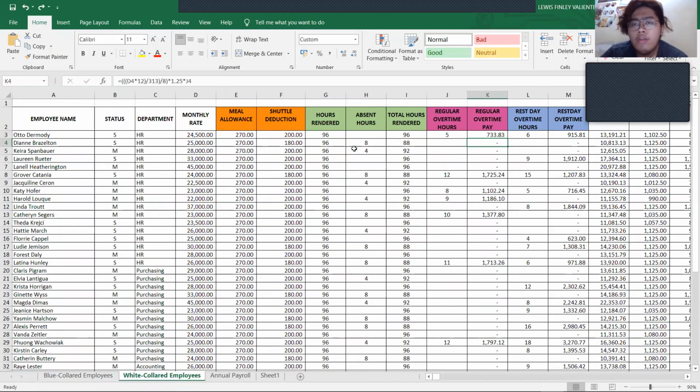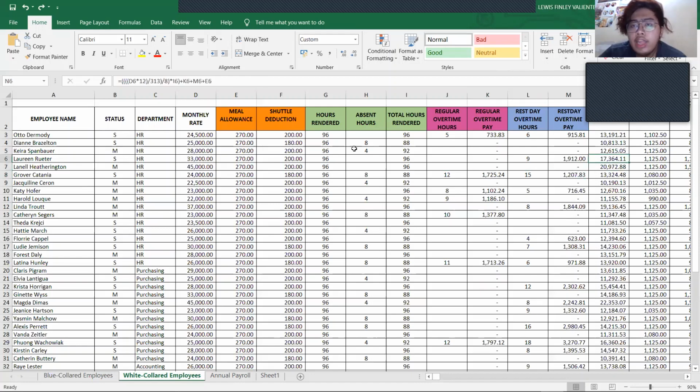And for the regular overtime pay, for this pay, you need to get the monthly rate here, multiply it by 12, and divide by 313 days, all over 8, and multiply it by the regular overtime hours here. And then multiply it by 1.25 because it has again an overtime pay rate of 125%.